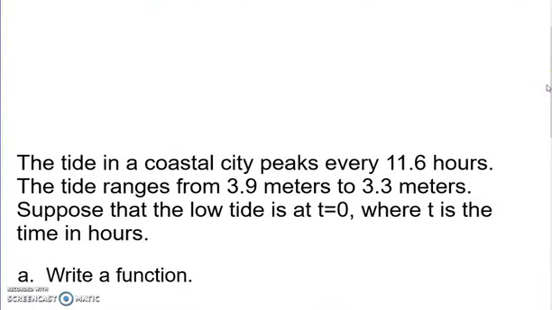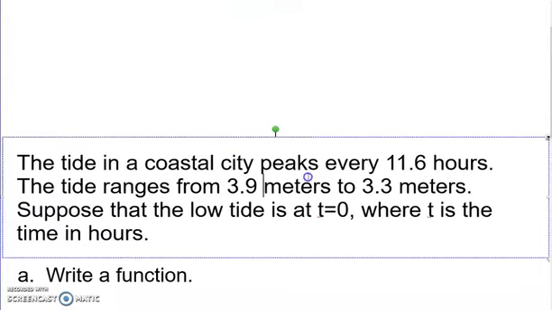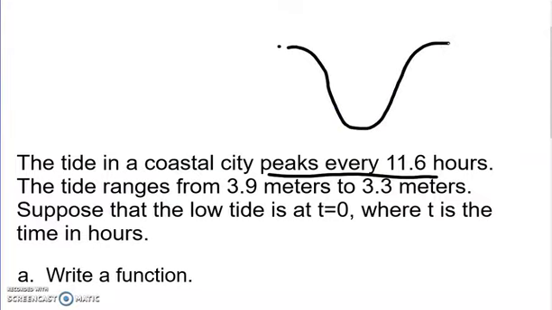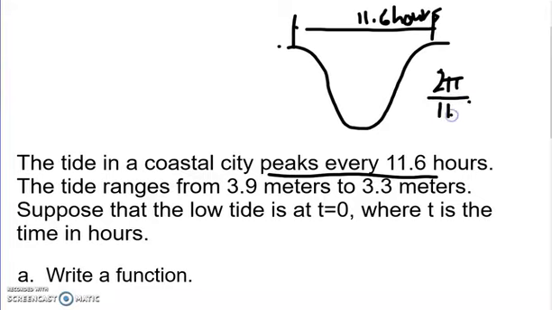So we're given some really good information here. The tide peaks every 11.6 hours. So what that means is, let's say we have a peak here and we are going down to a valley. We've got another peak. So the distance between peaks is often a really great measurement of the period. So the period in this case is 11.6 hours. And what we can do is take, for example, 2 pi divided by the period, and this will give us our b value for this problem.